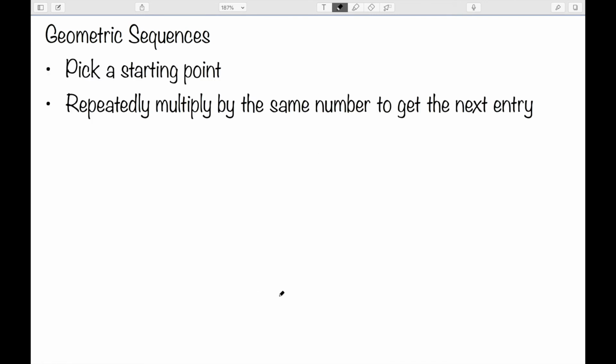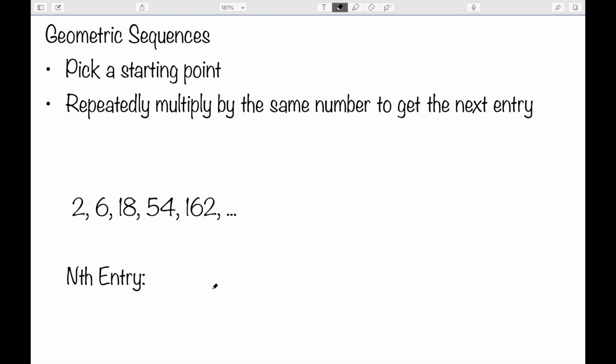Next, I want to look at geometric sequences. While arithmetic sequences repeatedly added the same number, geometric sequences will repeatedly multiply the same number. So we pick our starting point and we multiply by a given number over and over and over. As an example, I picked a starting point of 2, and I repeatedly multiply by the same number to get the next entry. So 2 times 3 is 6. 6 times 3 is 18. 18 times 3 is 54. 54 times 3 is 162. So I'm repeatedly multiplying the previous entry by 3.